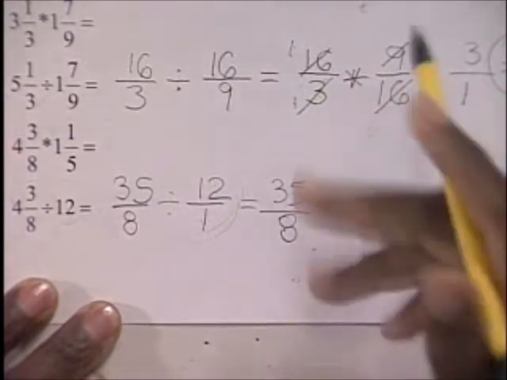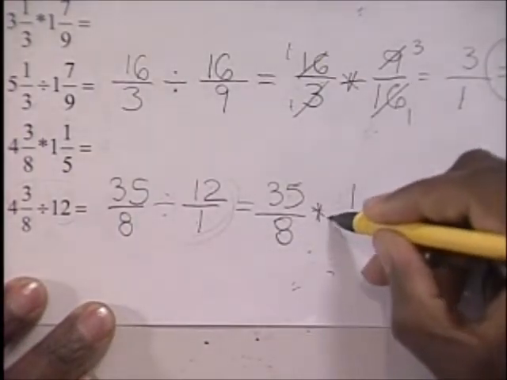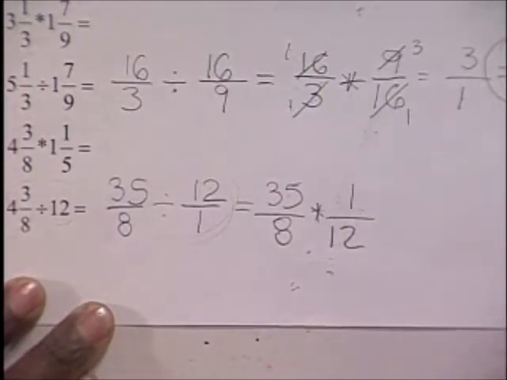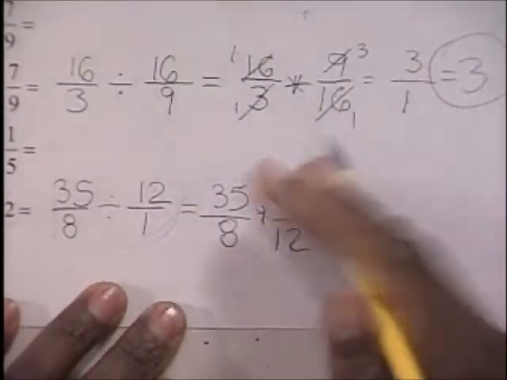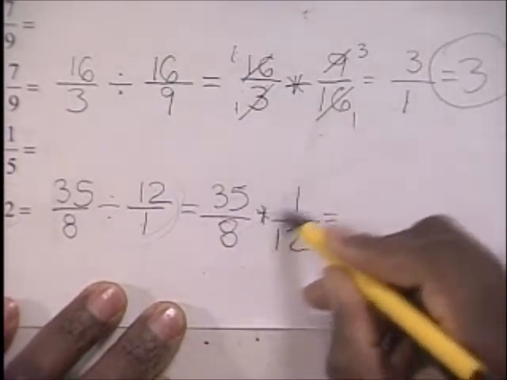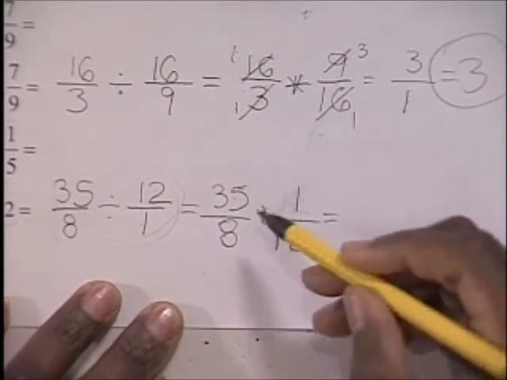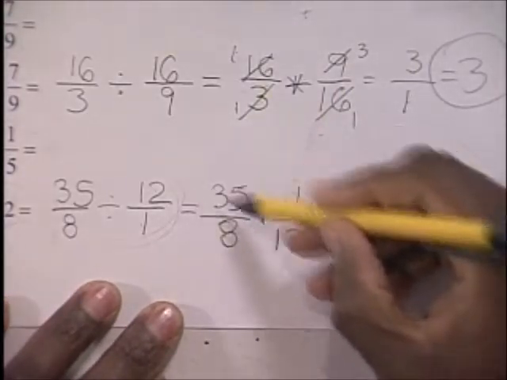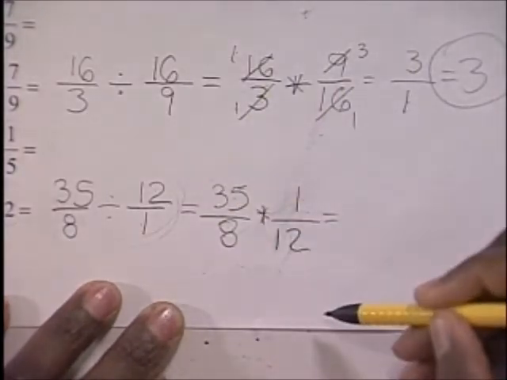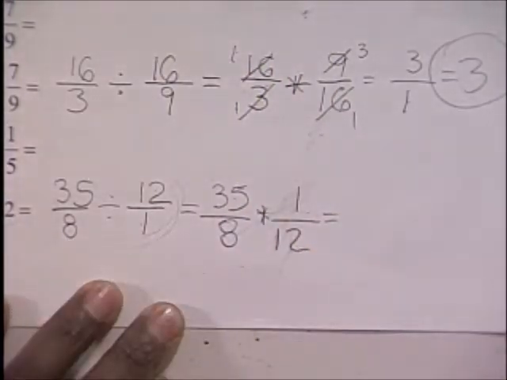In this case, you must flip 12 over 1 to be 1 over 12. All right? 1 over 12. And now you observe to see if you can cross cancel. There's no number that can divide into 1 and 8 that'll change the 1 and 8. And then there's no number that will divide into the 35 and the 12. So you can just go on and multiply fractions.